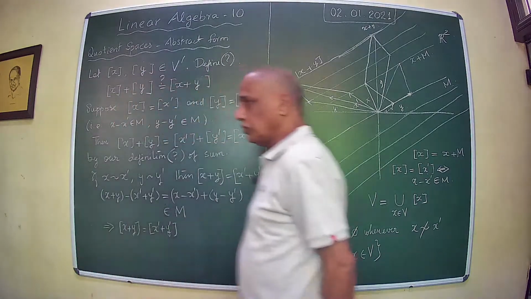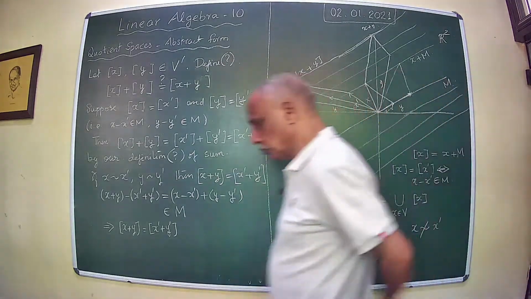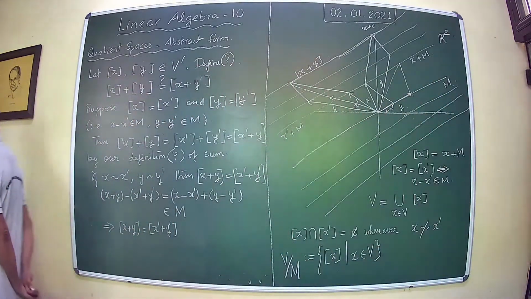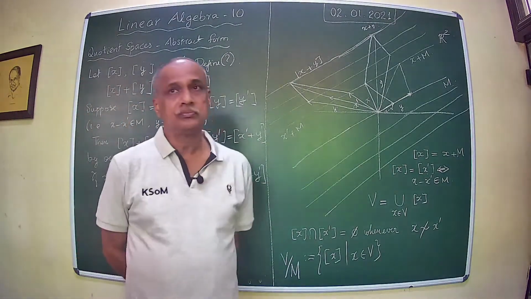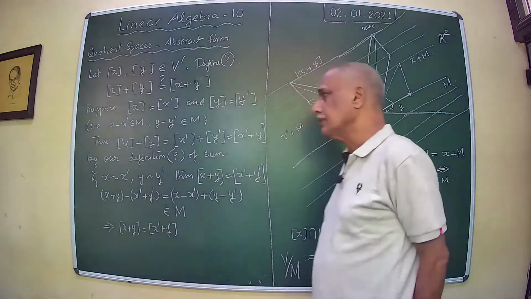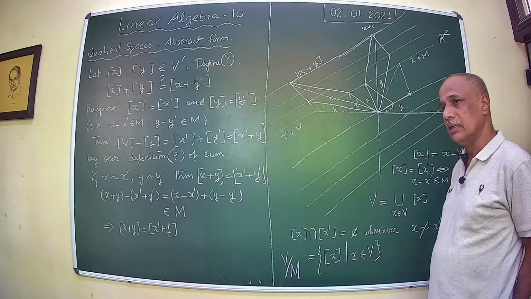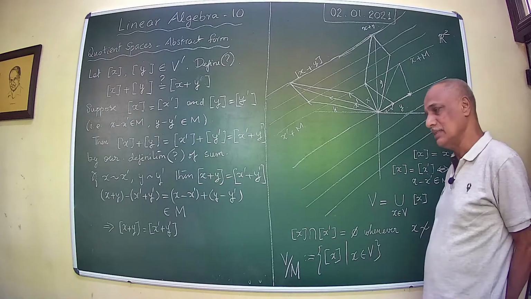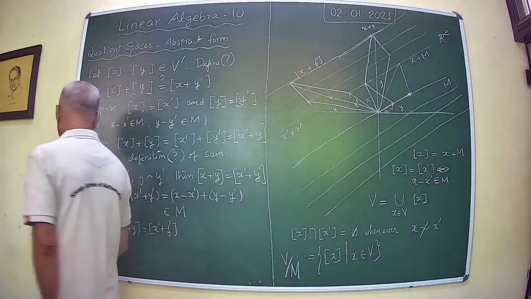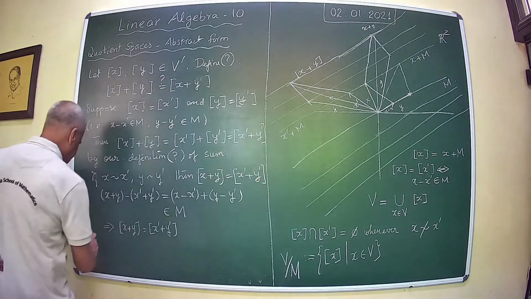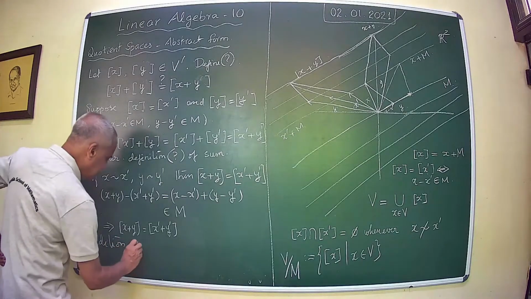So what have we proved? We have proved that irrespective of what representation you use to describe x plus M and y plus M, the sum that you get is the same quotient, x plus y plus M. That's what we have proved. Okay. Therefore, addition is well defined.